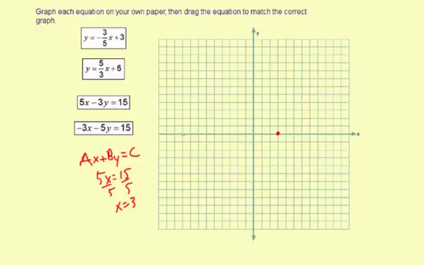That's the x-intercept. Now to figure out the y-intercept, I'm going to use x equals 0, or ignore the x altogether. And I'm going to get negative 3y equals 15. And divide by negative 3 on both sides. y equals negative 5. I'm going to put a point on y equals negative 5. That's the y-intercept. Okay? And now my line is going to go through these 2 points, like that. So that's the graph of 5x minus 3y equals 15.